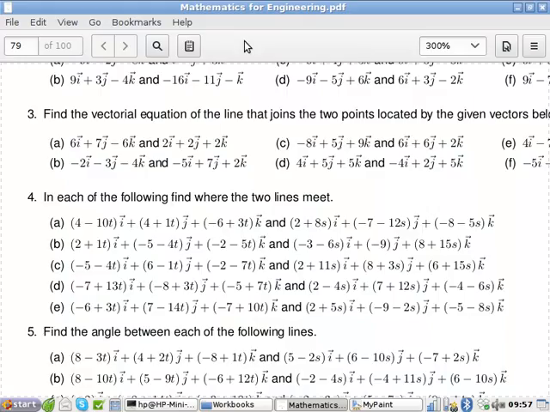Think about in semester one how you found where two lines meet. It was about the M. Was it? This equation equal to this equation. Yes. I think we'll keep going.